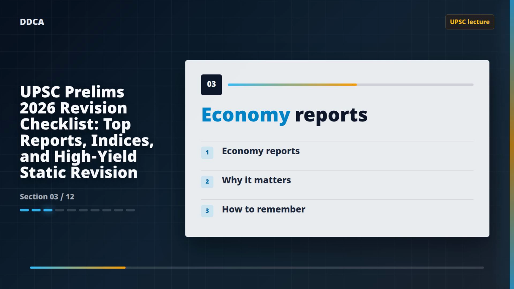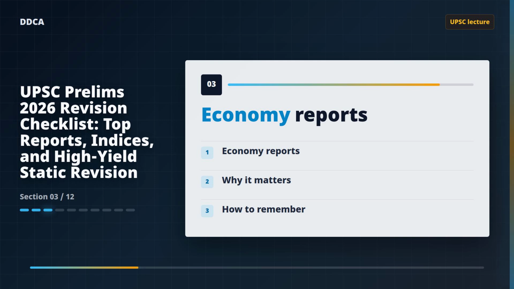Another very useful revision habit is to remember the difference between a report and a ranking. A report explains. A ranking compares. A survey can do both, but it is still usually based on a specific methodology. Do not try to remember every economic report in isolation. Group them by theme: growth, inflation, poverty, employment, industry, and external sector. This makes revision faster and less confusing.